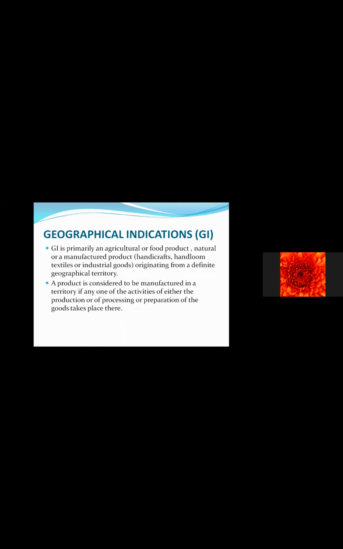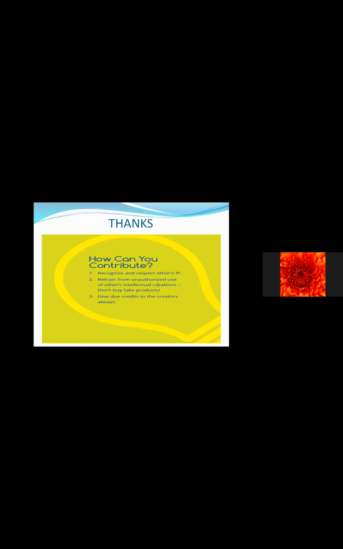Now, there is GI. What is GI? GI is primarily for an agriculture or food product. If some area has a particular product, like different food items that are only available in certain areas, then that particular product of that area is marked as a GI. Okay, this is what again comes under IPR. Now, this is all about IPR.